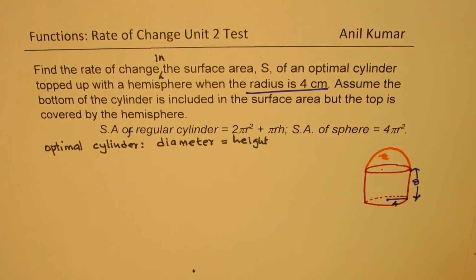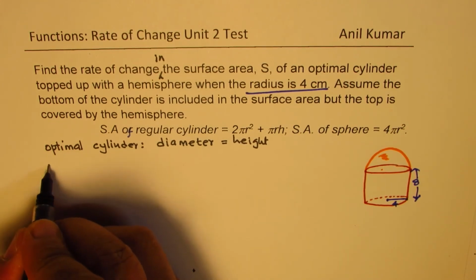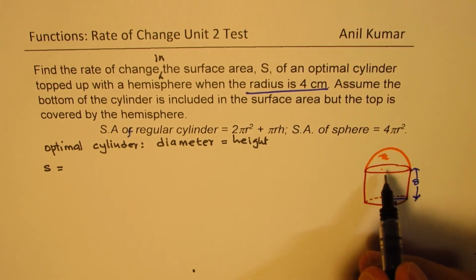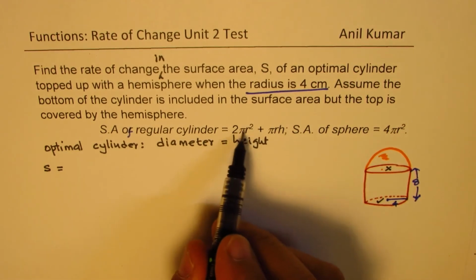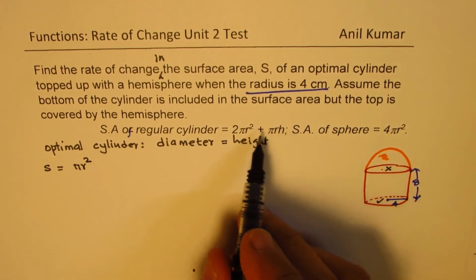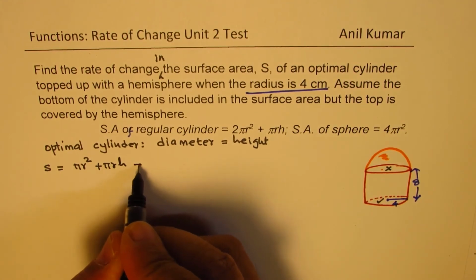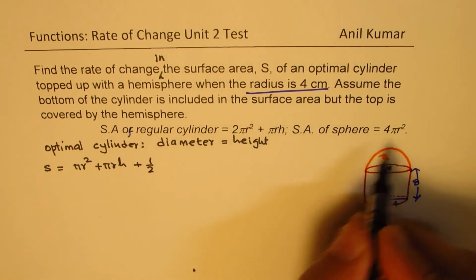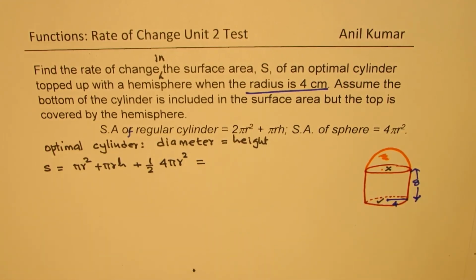Okay, now let's write down the formula. We need to find the rate of change in surface area. So what is the surface area in this case? Surface area will be the area of this cylinder, not including the top but including the bottom. So in the formula, it will be pi r square, the circular area right there, plus lateral area pi r h, plus half of the sphere, right? So half of 4 pi r square. Is that clear? So that becomes your formula.